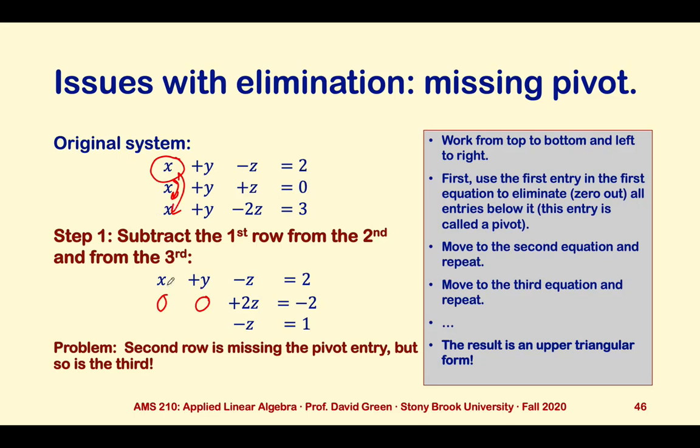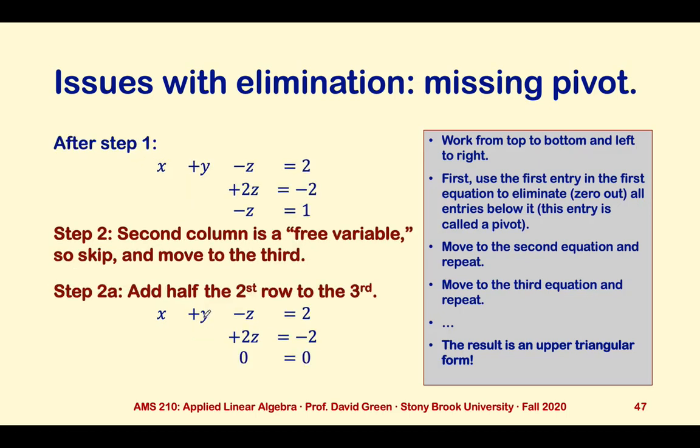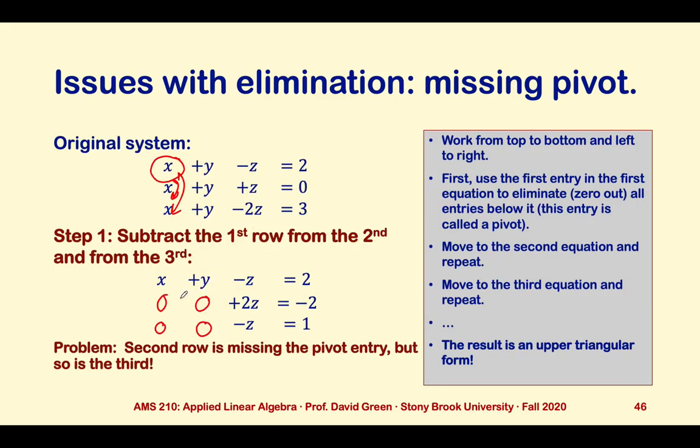For the third row, x minus x is 0, y minus y is also 0. Negative 2z minus negative z is negative z. 3 minus 2 is 1. Here, we see that the second row is missing the pivot, but so is the third. If we try to shift our attention down and to the right, we don't have a pivot here.